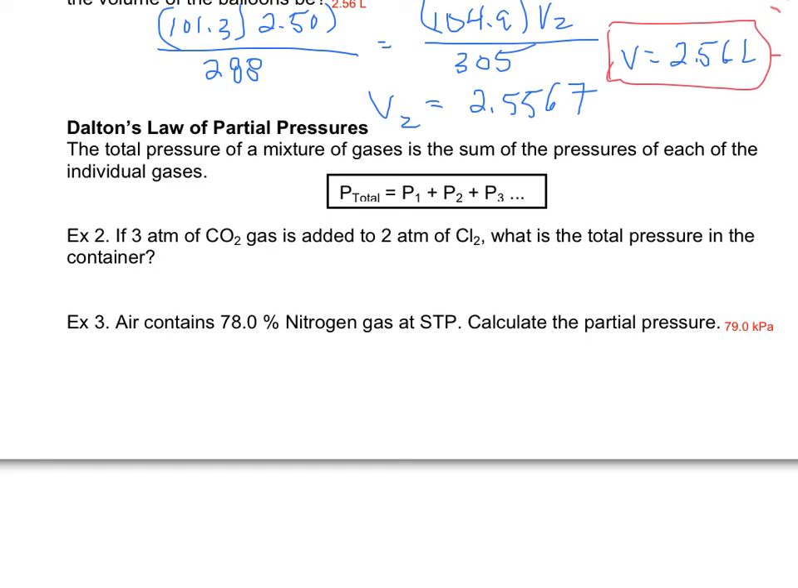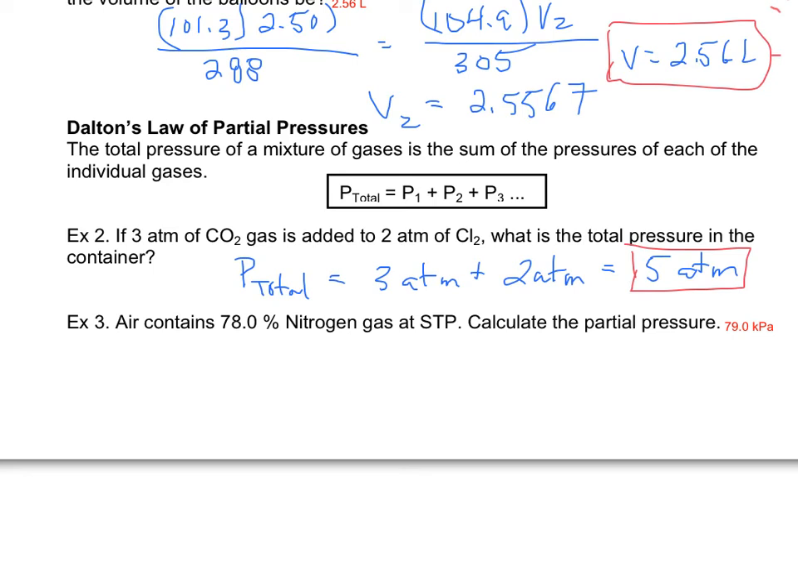Example 2 shows you a direct Dalton's law question. If 3 atmospheres of CO2 is added to 2 atmospheres of chlorine, what's the total pressure of the container? If you simply sub in the numbers that you're given, P total is going to be 3 atmospheres plus 2 atmospheres. That gives us 5 atmospheres. And I can only have one sig dig on my answer.